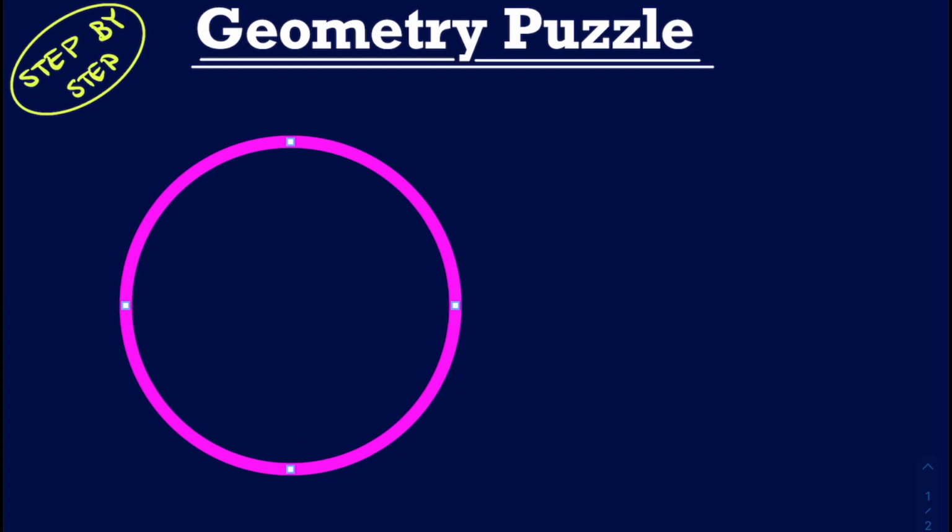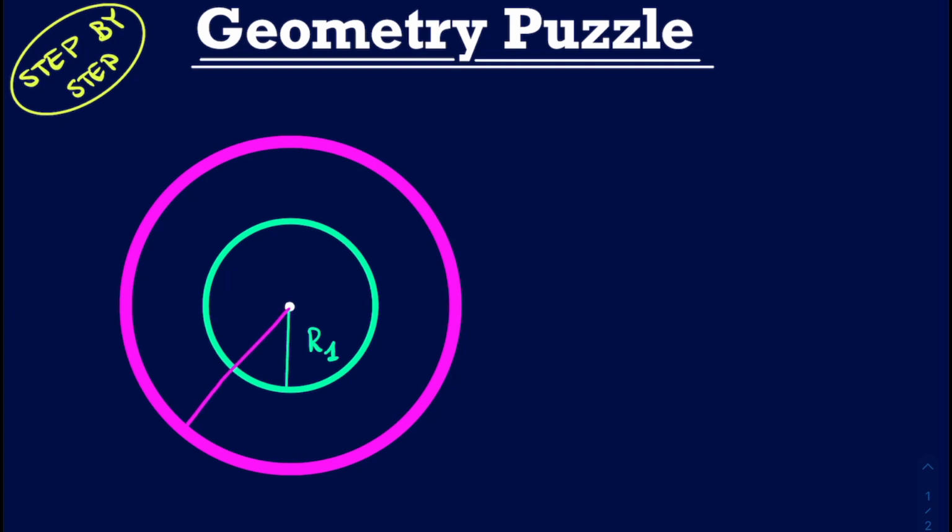In this video, we solve this geometry puzzle step by step. We have two circles, one large one, and inside of the larger one, a smaller one. And what's important is that these two circles share the same center. They are concentric. Let's call the radius of the small circle R1.